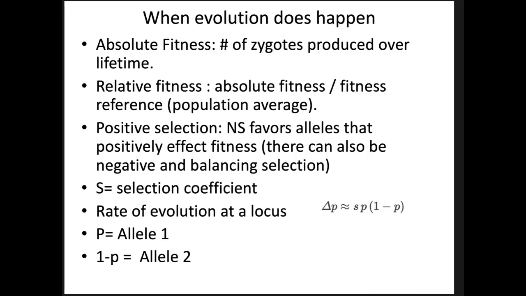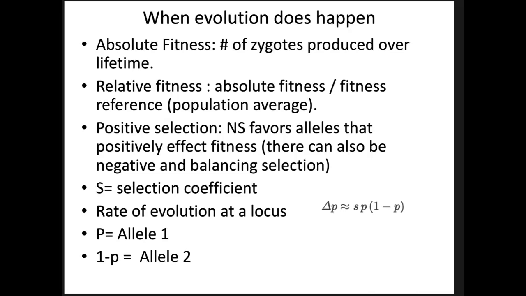Absolute fitness and relative fitness. So absolute is the simple count of the number of zygotes that you produce over your lifetime. Relative fitness talks about absolute fitness divided by the fitness of the reference population. So this is the population average. And relative fitness is the more commonly used term here.